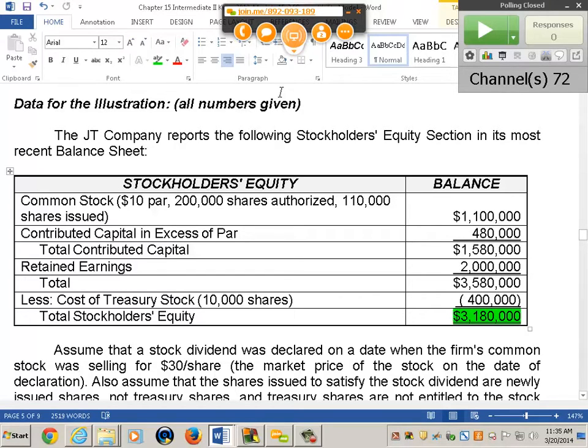And I'll show you this a little bit later as well. On top of that, what I want you to see is that the book value per share is $3,180,000 divided by 100,000, or $3,180.